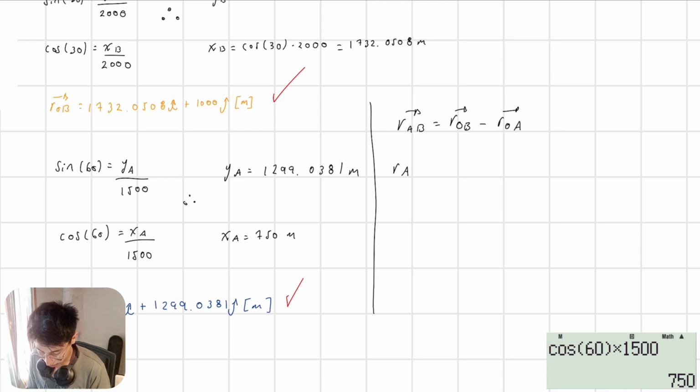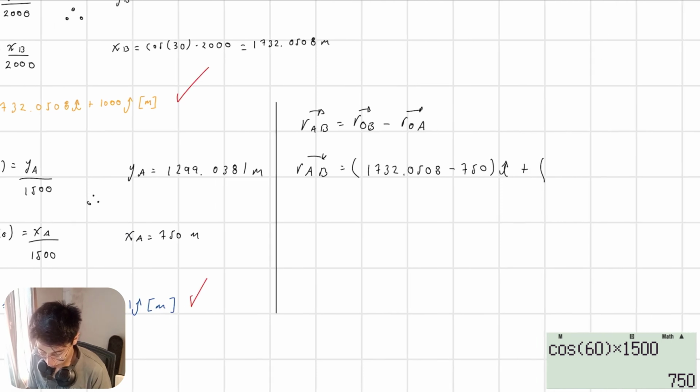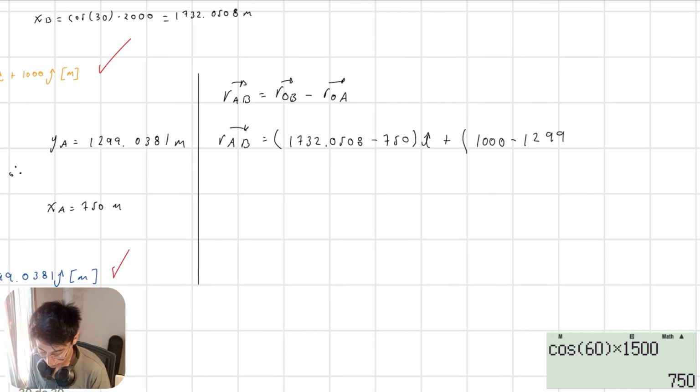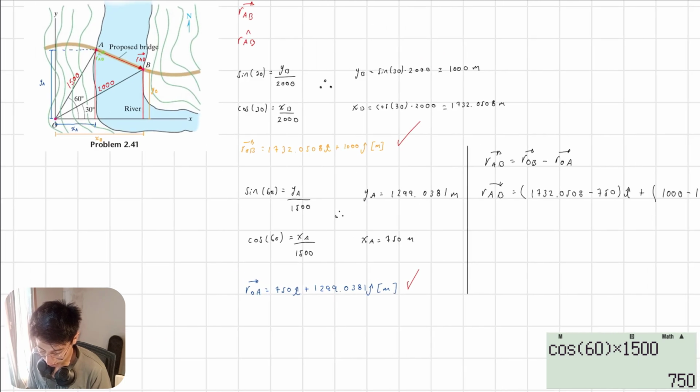I'm going to draw a line right here. RAB is equal to, open parentheses, 1732.0508 minus 750 on the I direction plus, open parentheses once again, 1000 minus 1299. Does that make sense? Yep.